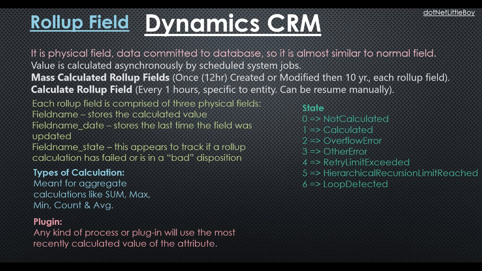But if you want to calculate the data immediately, there is a separate job called Calculate Rollup Field, and this job is specific to the entity. If you want to calculate manually and immediately, you can resume this job and it will do the calculations. By default it runs every 1 hour in the system. You can find these two jobs under System Jobs in the Settings area.